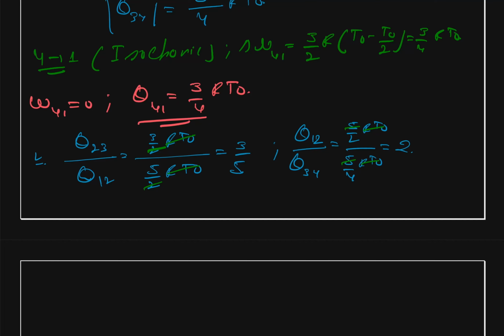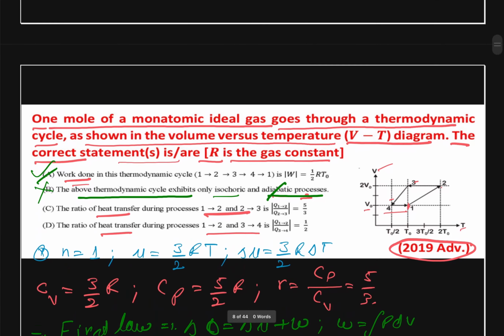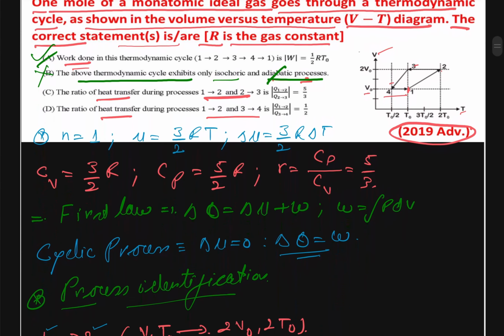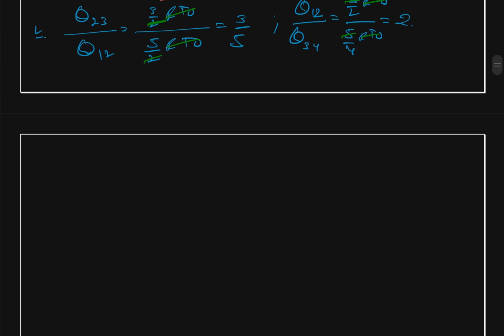Therefore, option C is correct. Ratio is 5 by 3, and D is incorrect because the ratio we found is equal to 2. So C is correct and D is incorrect. So we can say that option C is correct, and option D is wrong.